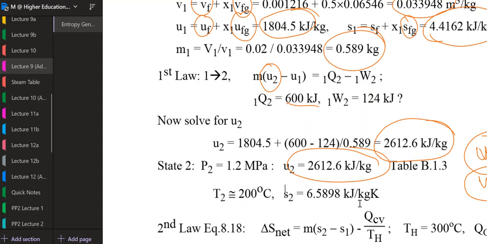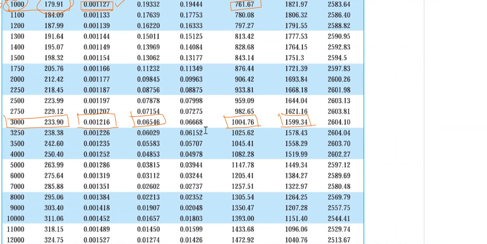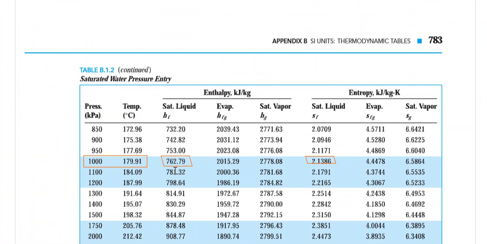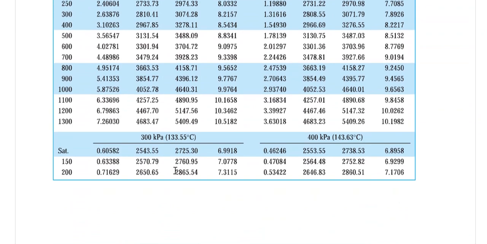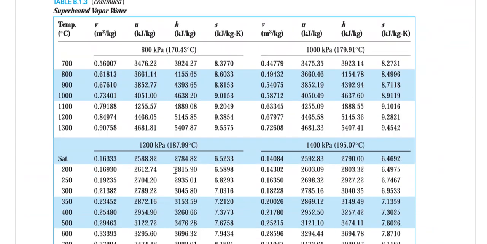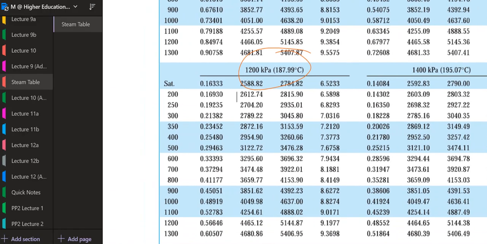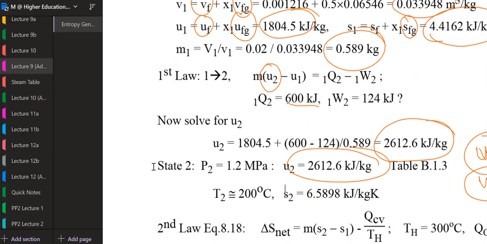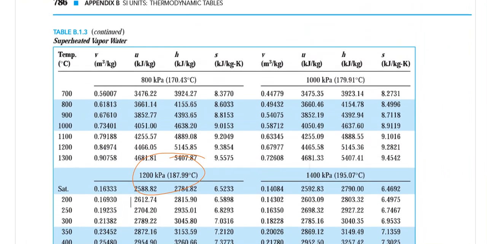So it is 2612.6. Now moving towards table number B13, which is the superheated region, and the pressure is 1.2 megapascal. That would be 1200 kilopascal. At 1.2 megapascal, I have to check the internal energy value which coincides with this value, which is 2612.6. So let me find out the internal energy, and the internal energy is this value.